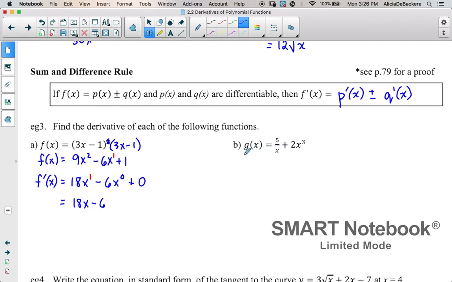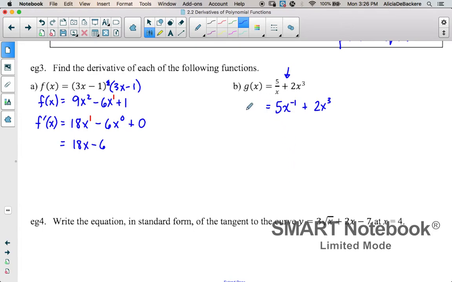All right, the next one, again, I have an addition between two functions with x's, so I'm going to use this rule and just take a look at each piece separately. The first piece, I don't like how it's written because the x is in the denominator. So I'm going to bring it up to the top and give it that negative exponent. The second piece is just fine, so I'll leave it like that. This is still just g at x. I haven't actually taken the derivative yet.